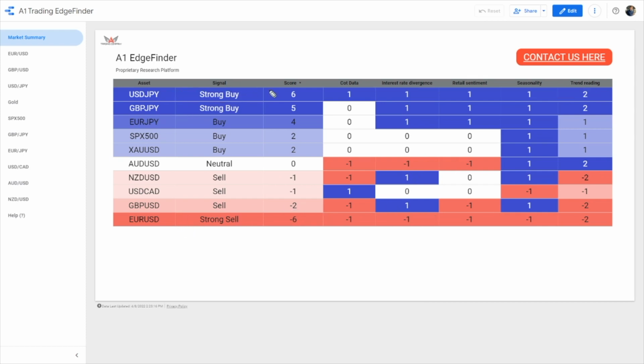So what this thing is doing is it's listing currency pairs that are more considered a buy, things like dollar yen, pound yen, and euro yen at the time of recording this, compared to more sell biased currency pairs like dollar CAD, pound dollar, and euro dollar. So this is the coolest thing that we have put together here at A1 Trading, I think, ever.